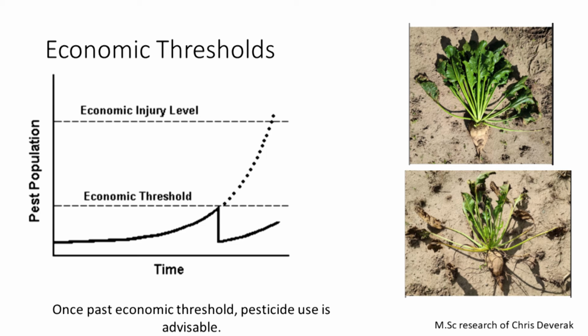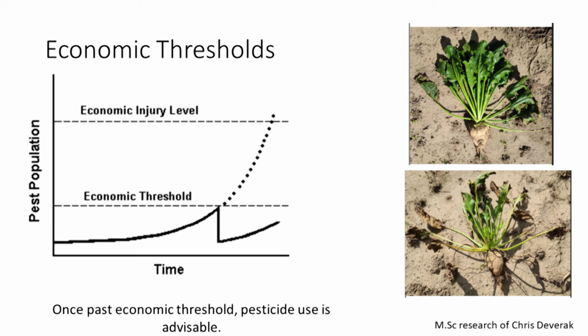So for insects, it might be you count the number of insects per plant or per meter squared, or you count the number of weeds per plant or per meter squared. This is an example on the left of fungicide use in sugar beets and when that is and is not warranted. And so this is based on the master's research of Chris Deverak.